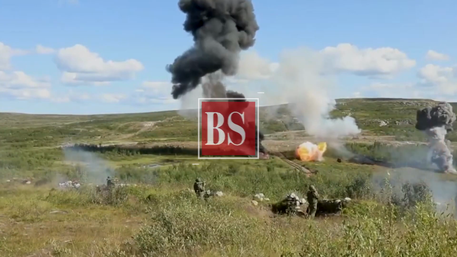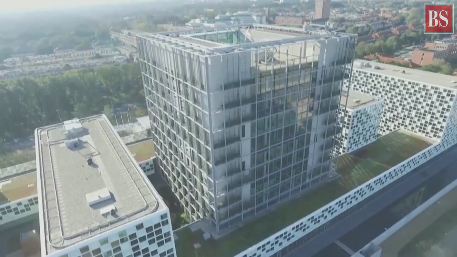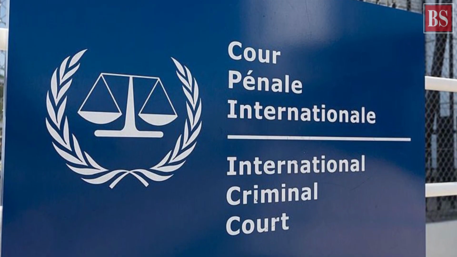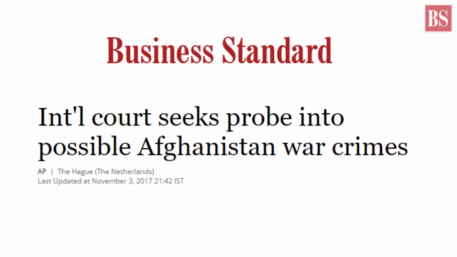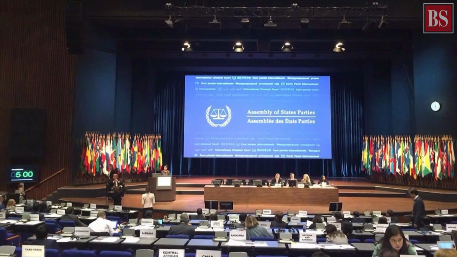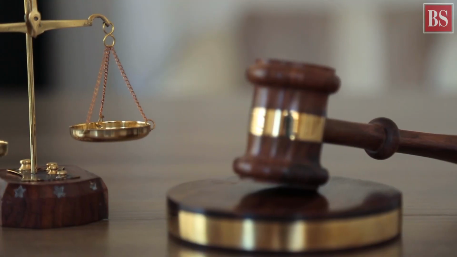In June of 2020, just days after the International Criminal Court, or ICC, decided to launch a probe into alleged war crimes in Afghanistan, the then US President Donald Trump issued an executive order imposing sanctions on ICC officials involved in probing Americans. The United States is not a state party to the ICC, and its citizens cannot be tried in the international court.